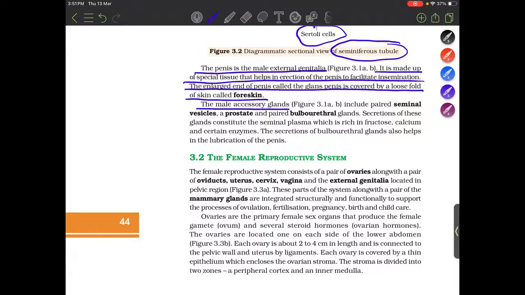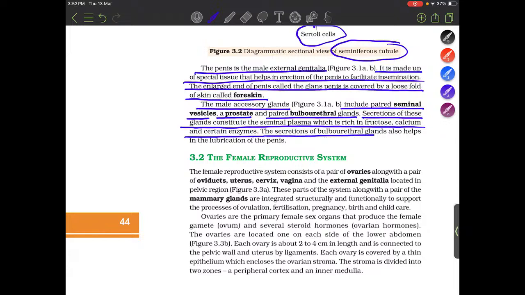The male accessory glands include paired seminal vesicles, a prostate, and paired bulbourethral glands. Secretion of these glands constitutes seminal plasma, which is rich in fructose, calcium, and certain enzymes. The secretion of bulbourethral glands also helps in lubrication of the penis.